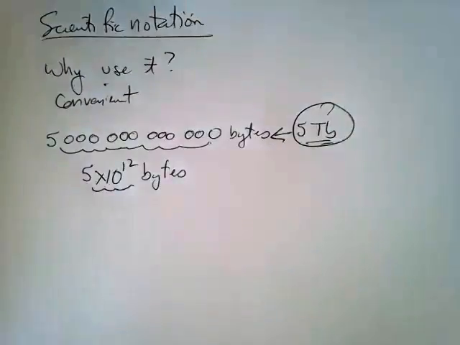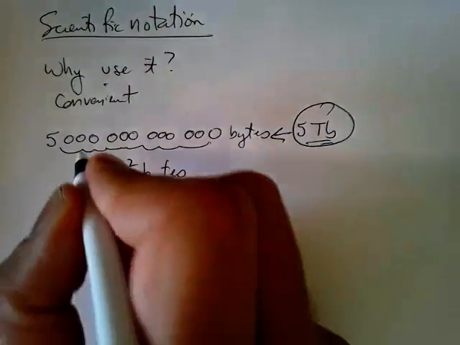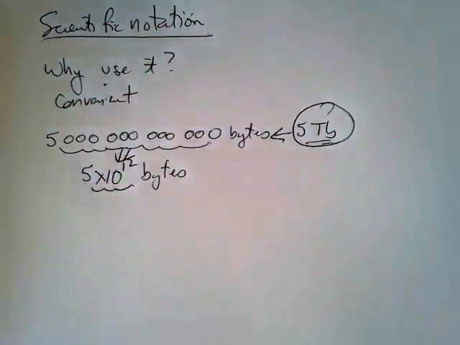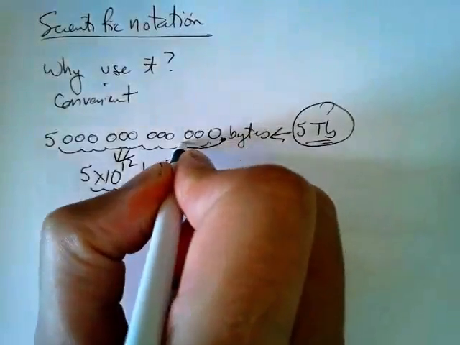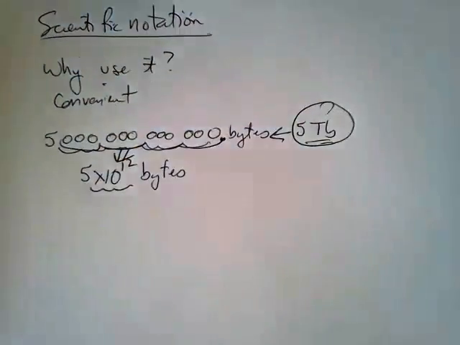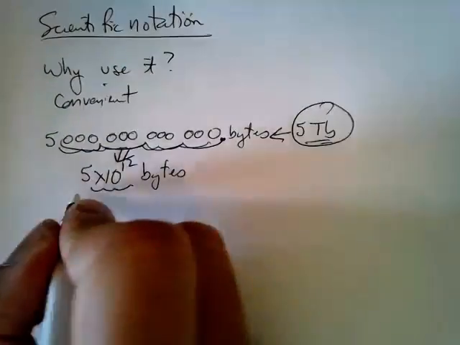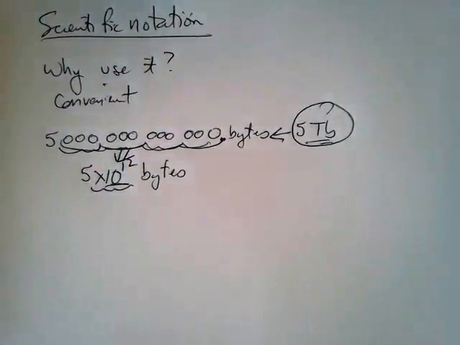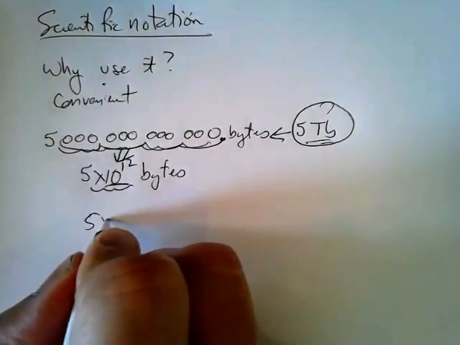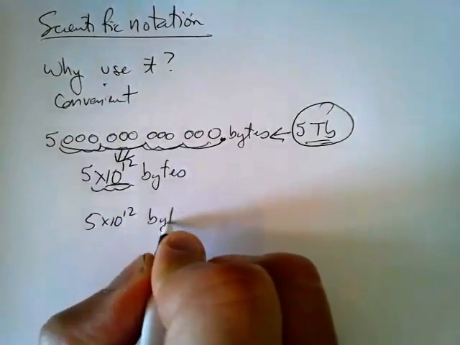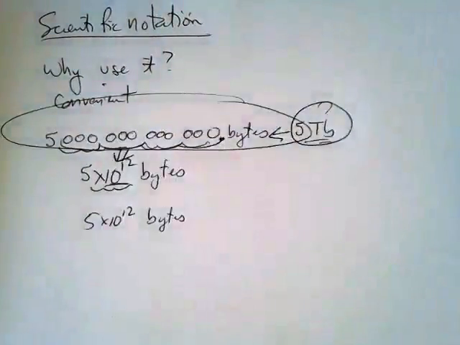So now here, notice this times 10 to the 12 stands in for all of these zeros. Because the exponent is positive, we would shift 12 decimal places over to get to the 5. So that times 10 to the positive 12 is just replacing all of those zeros. So 5 times 10 to the 12 bytes seems easier than writing this.